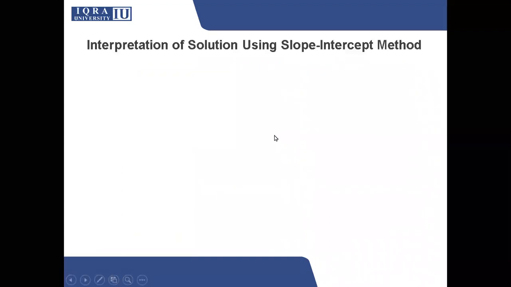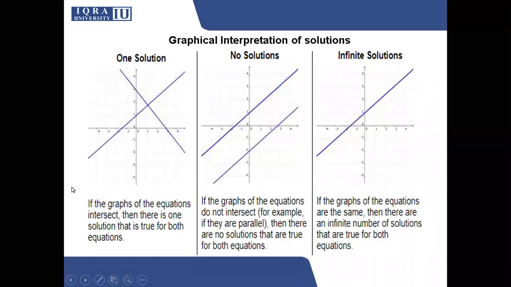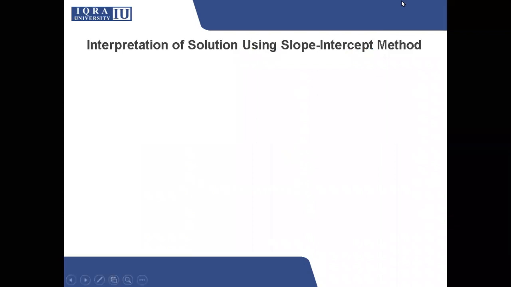Now, since this can be a bit of a hectic process, we have to draw the axes and then the lines. So in order to know whether we'll have a solution, no solutions, or infinite solutions, we can use the slope intercept method. What is the slope intercept method? Basically, slope intercept form is y equals mx plus k. I'm sure you've studied it in the previous lectures. So we compare the gradients and we compare the y-intercepts of the two lines that we have.